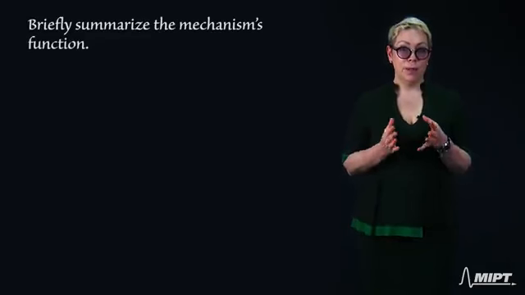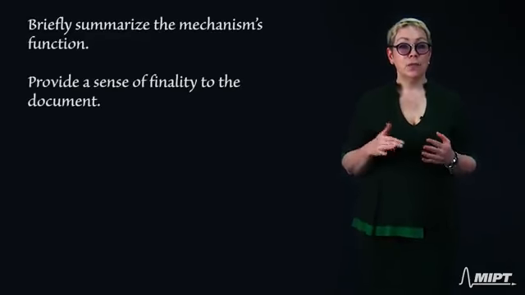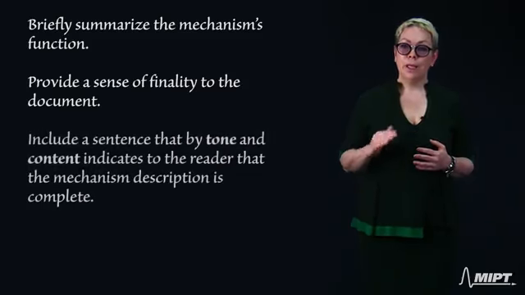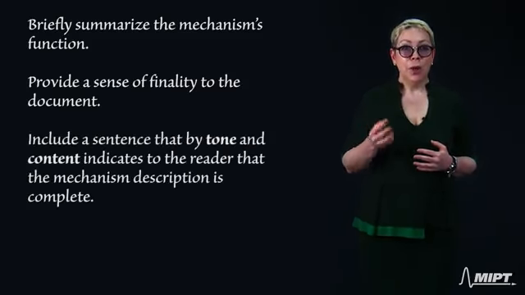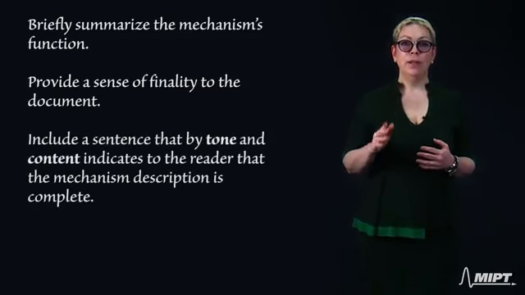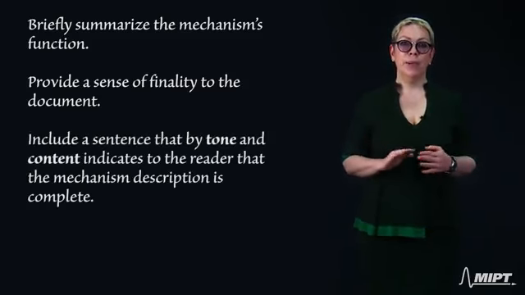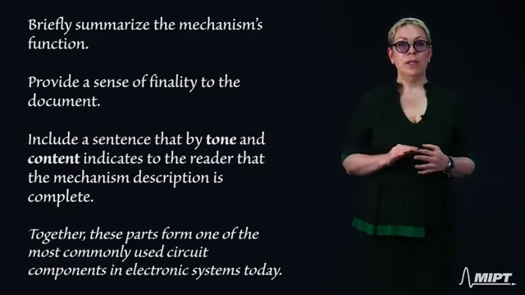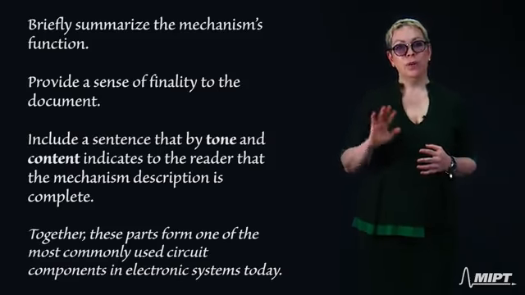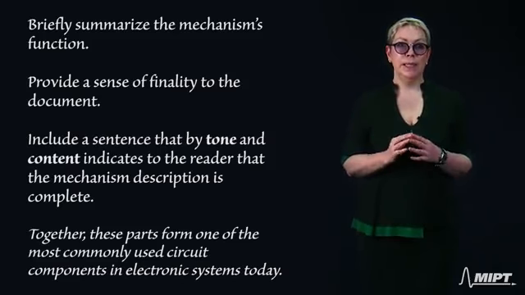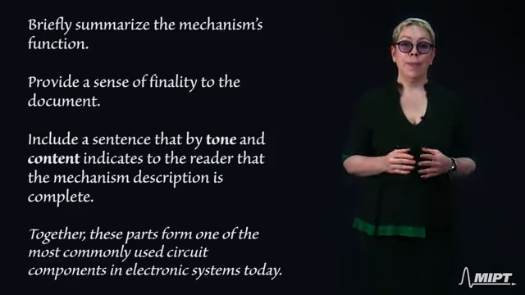The final section of the mechanism description serves two purposes. It briefly summarizes the mechanism's function, and it provides a sense of finality to the document. Include a sentence that by tone and content indicates to the reader that the mechanism description is complete. Together, these parts form one of the most commonly used circuit components in electric systems today. This final sentence tells the reader not to look for anything else because the document is ending. It is a courtesy to the reader.